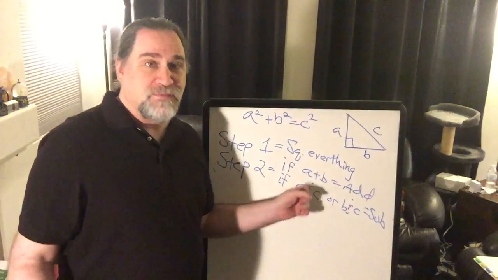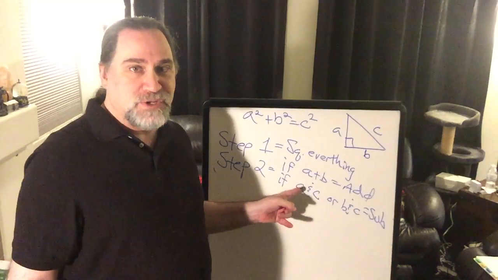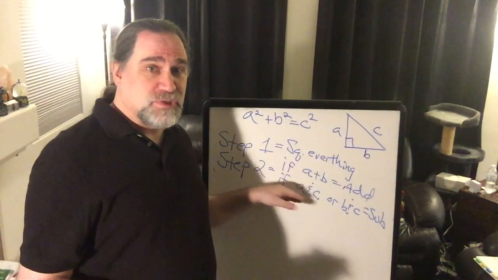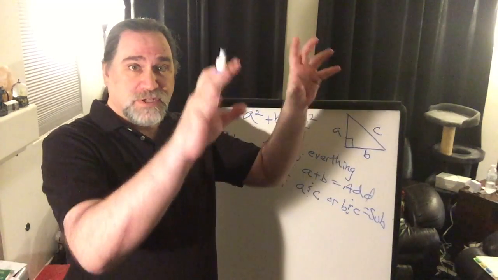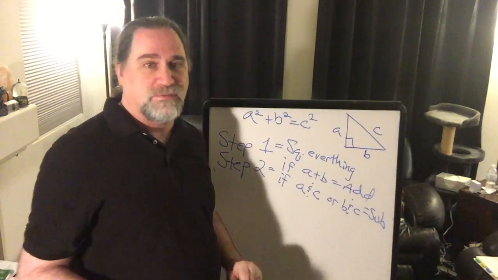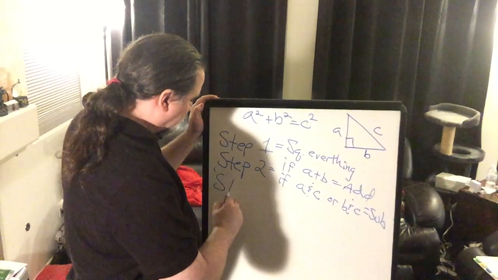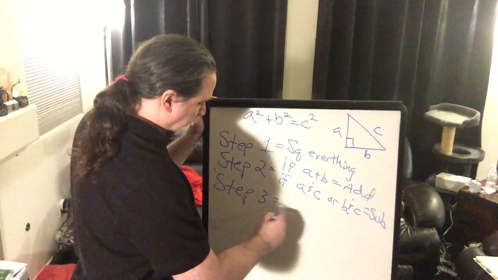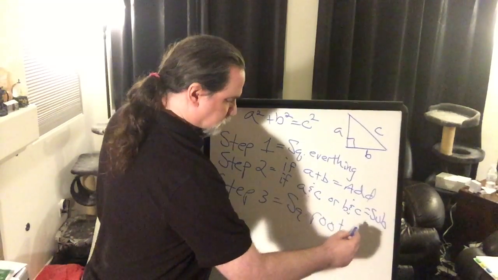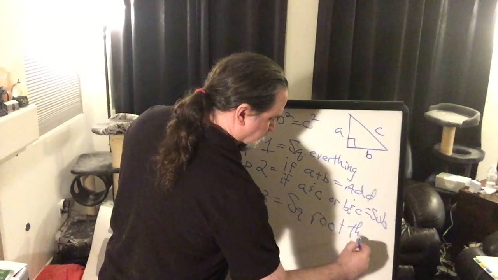So simply, if you're looking for the biggest number, you add your results together because that's going to get you to the bigger number. If you're looking for one of the smaller numbers, one of the legs, then you're going to take the biggest number, subtract the small one of the other number you know, and you're then looking for the third. And then step 3, square root the answer.